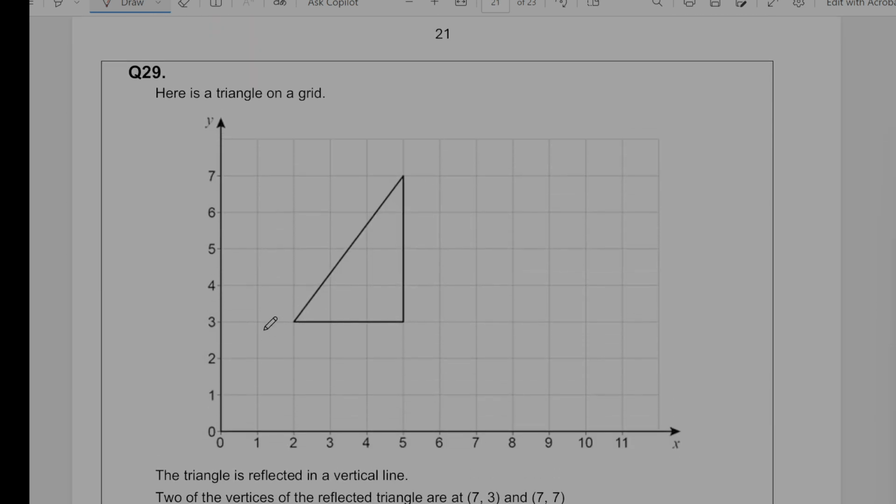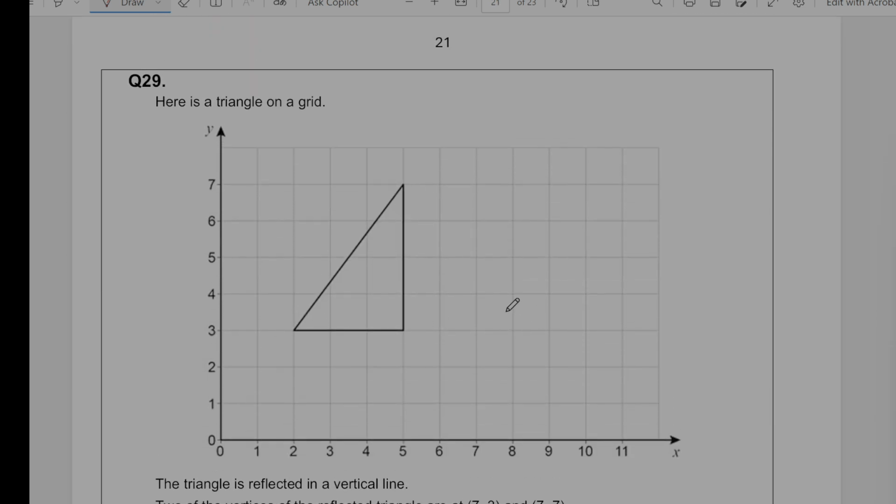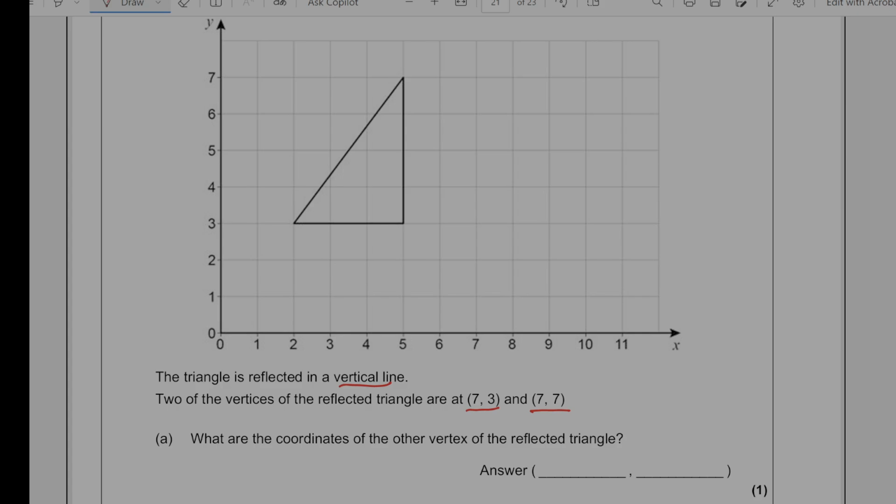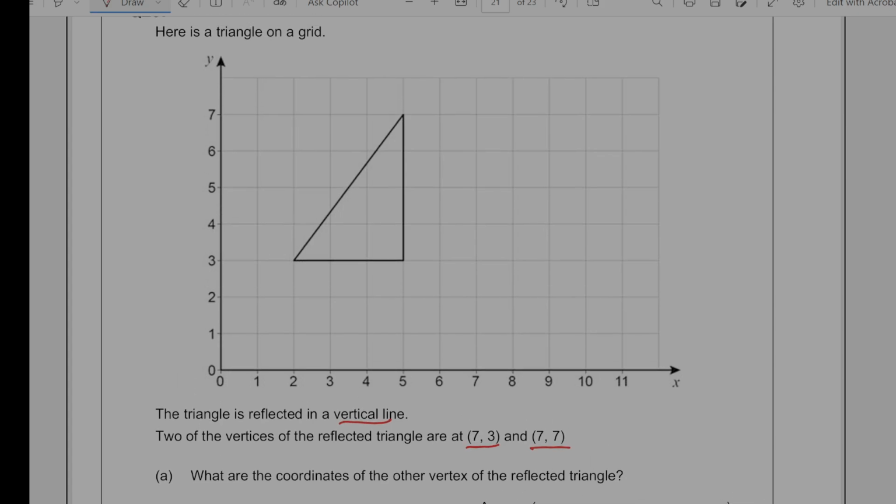Okay, question 29. Here is a triangle on a grid. The triangle is reflected in a vertical line. Two of the vertices of the reflection are at 7, 3 and 7, 7. What is the coordinate of the other vertice of the triangle? Right, so let's plot those 2 points on first of all. So 7, 3 and 7, 7.